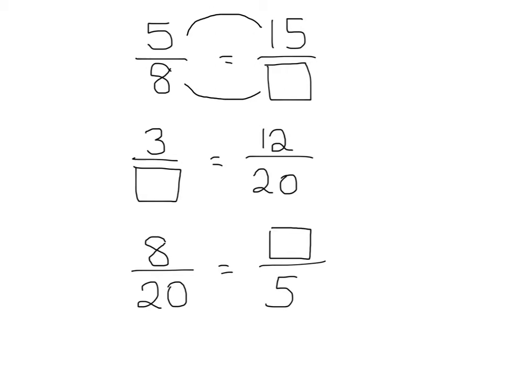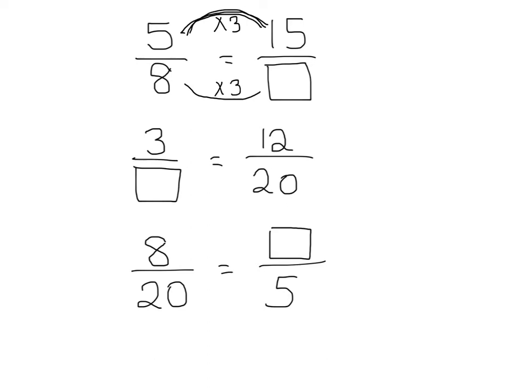So I'm noticing here on the top the 5 got changed to a 15. So how could that happen? Now, to make equivalent fractions, you multiply the numerator and denominator by the same number or divide by the same number. But if my 5 got changed to a 15 here, I couldn't have divided. So I must have multiplied. So 5 times what number is 15? 3.